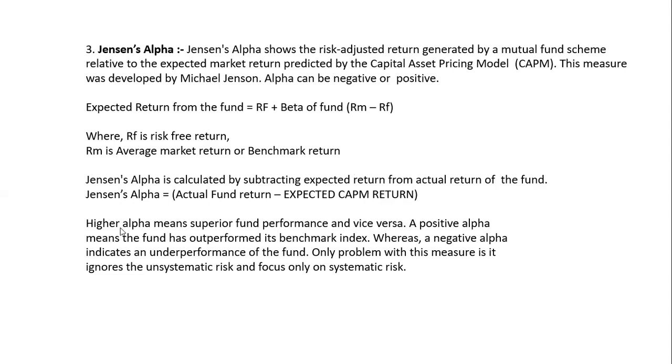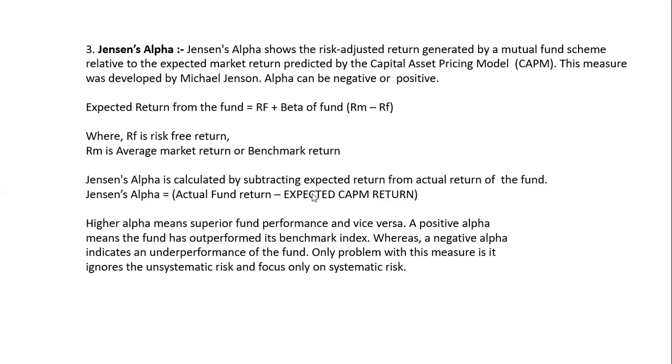Higher alpha means superior fund performance. If actual return is more and expected CAPM is less, that means you are very lucky that you are getting more actual return in the mutual fund than you expected. So this is a superior fund performer. Actual return is 12 and you are expecting only 10% with CAPM. So 2% Jensen Alpha, 2% extra you are getting. Positive alpha means this is a superior mutual fund which is giving you more than the expectation.